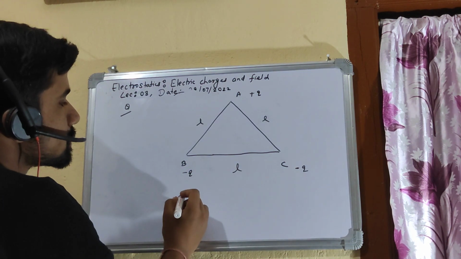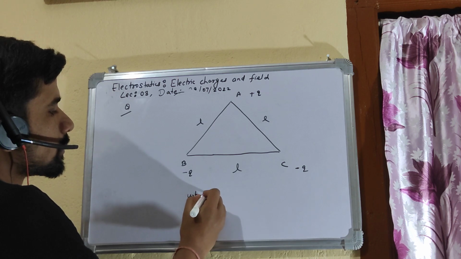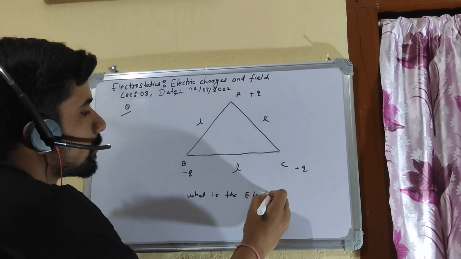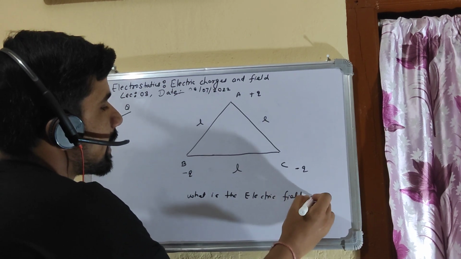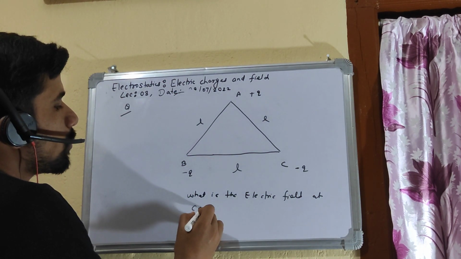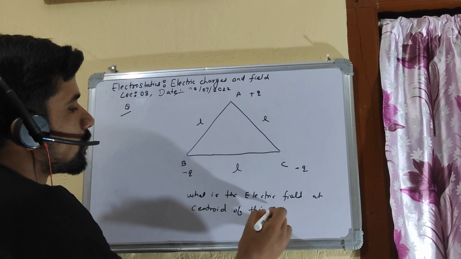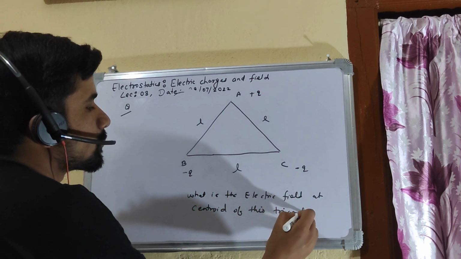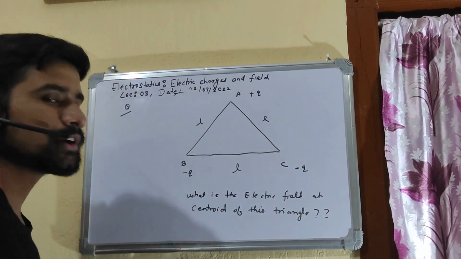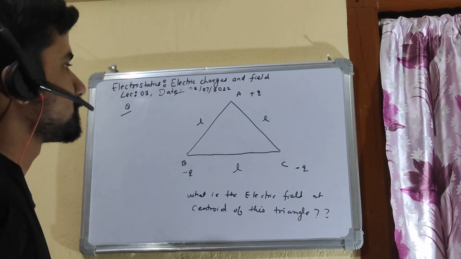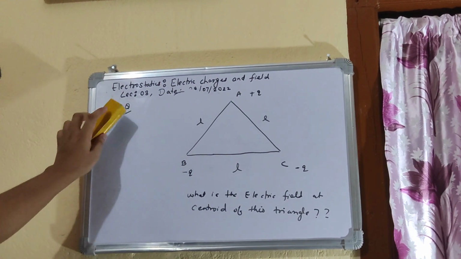My aim is to find the electric field at the centroid of this triangle. This is the problem statement. You need to get me the answer for this, and then we can discuss this in the next session.